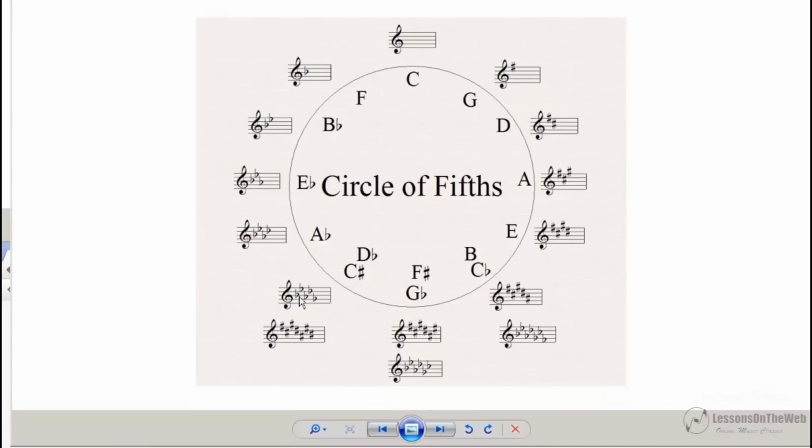The 5 flats are, if you see here that the line goes through that flat there, so that's B, and the top space there is E, second space is A, D, and G. So B, E, A, D, and G.